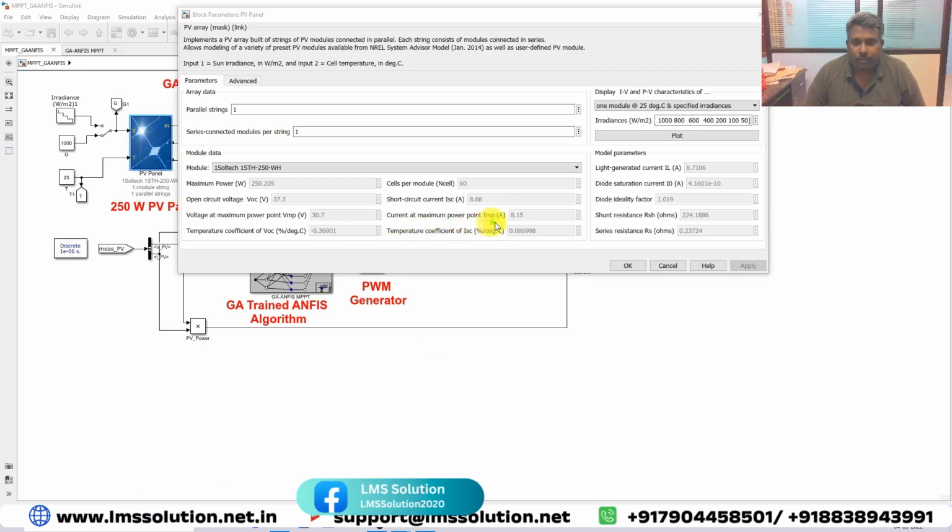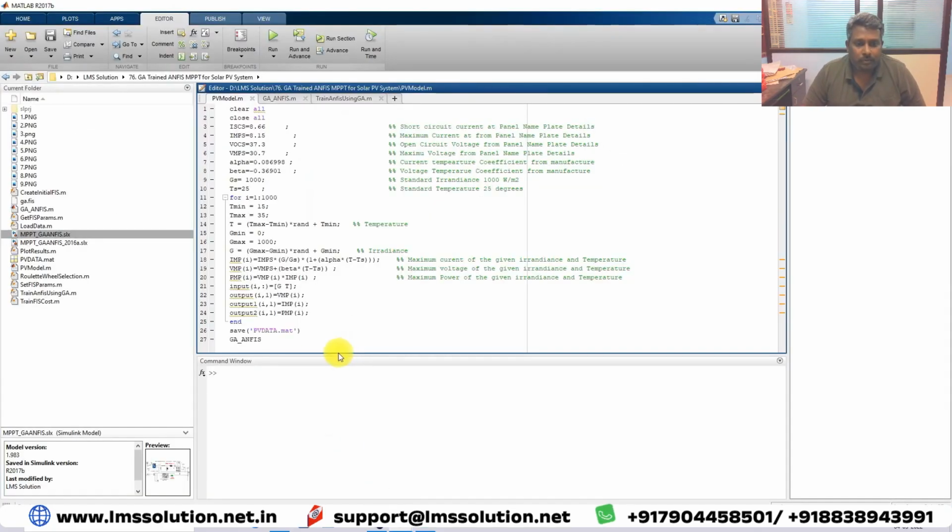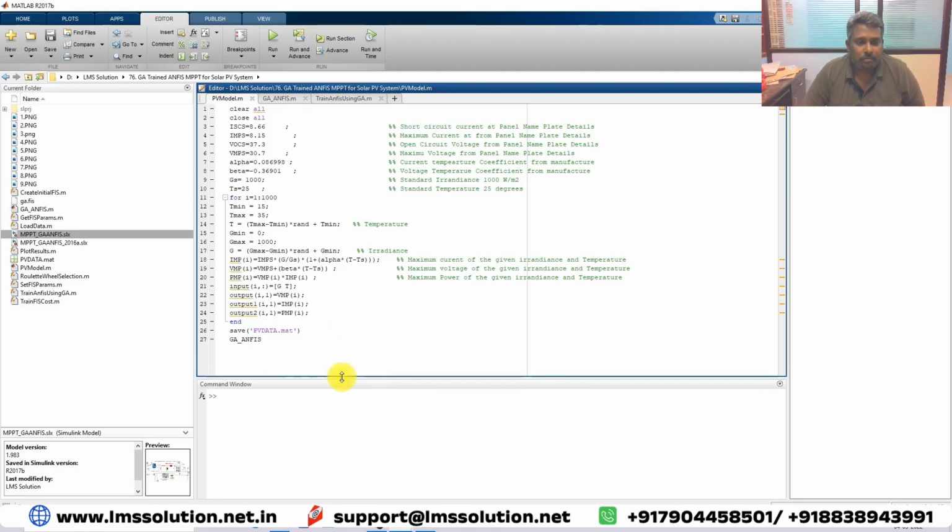The current at maximum power point is 8.15 amps, and we need two more details, that means the voltage temperature coefficient and the current temperature coefficient. Based upon these basic details, that means maximum power, open circuit voltage, voltage and current at maximum power point, and the temperature coefficients, we need to create a model by some equations. This is the code or equation implemented for that solar PV model.